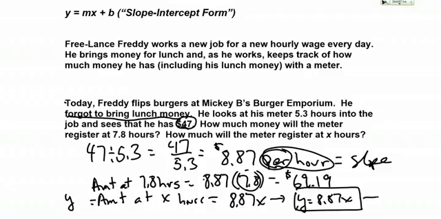And here we see that given that slope, and technically we were given a point on the line as well, in that case being (0, 0). When he worked 0 hours, he had $0 because he had no lunch money. We were able to find an equation that describes all points (x, y) of the line, and a formula to be able to find those points.